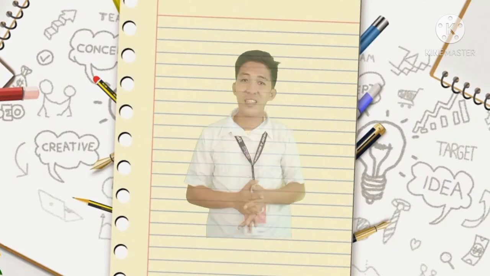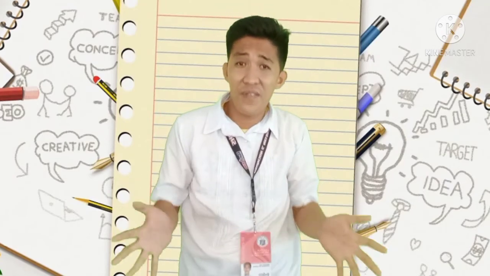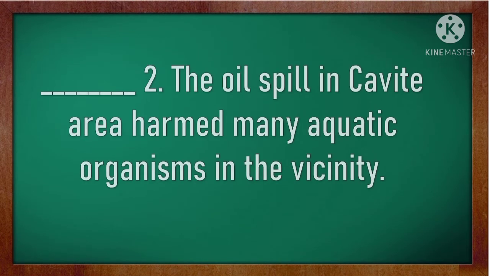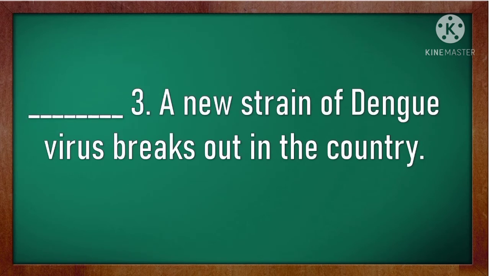Did you enjoy our stretching activity? I hope so. Now let's dive into our activity. Number 1. Dinoflagellates in Laguna de Bay increase in population due to increase in organic substance in the body of water brought by the water pollution. Number 2. The oil spill in Cavite area harmed many aquatic organisms in the vicinity. Number 3. A new strain of dengue virus breaks out in the country.